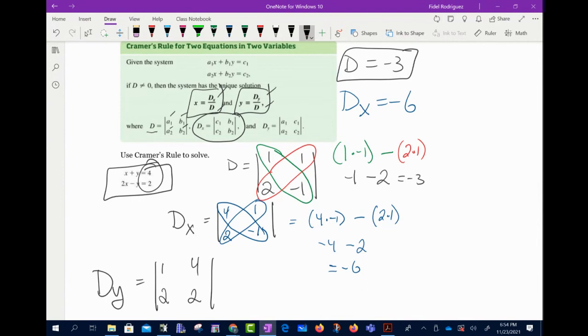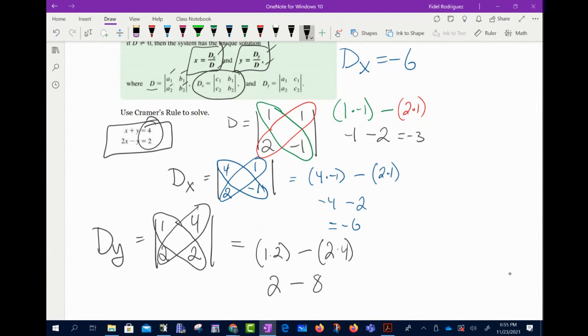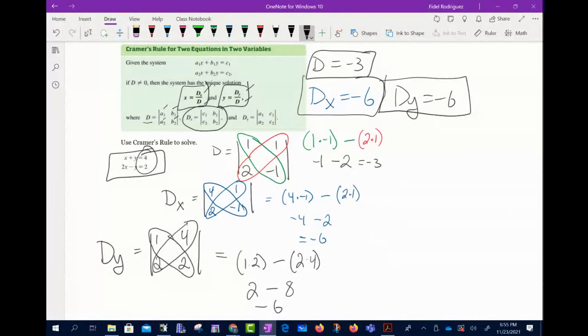Now we're going to go ahead and find our determinant. Remember, we're going to multiply these two right here. So 1 times 2 minus, and then I'm going to do these over here, 2 times 4. So 1 times 2 is 2. 2 times 4 is 8. So that's giving me a -6. So right here we have D, we have Dx, and we just found Dy also to be -6.